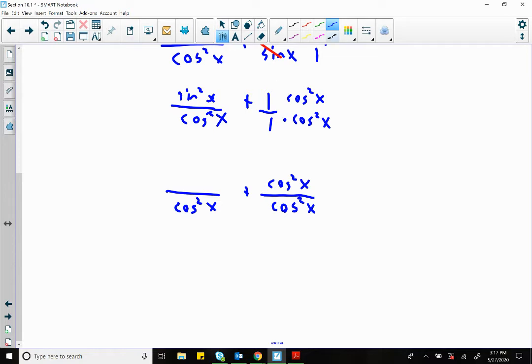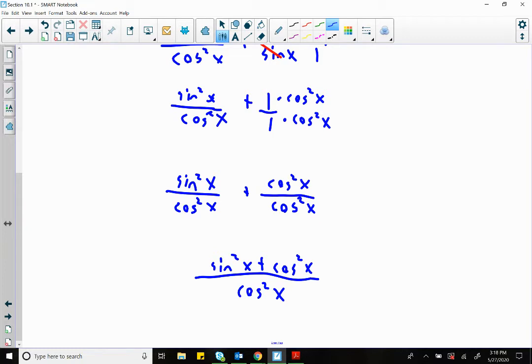And again, that's still the same answer as 1. This is kind of like the idea of multiplying the numerator and denominator by 1, because cosine squared over cosine squared is still the number 1. Over here, since these denominators matched already, there's no need to change things around. So what we have then is sine squared x plus cosine squared x, because these two don't get together. They're not like terms. And on the bottom, you've got cosine squared x.